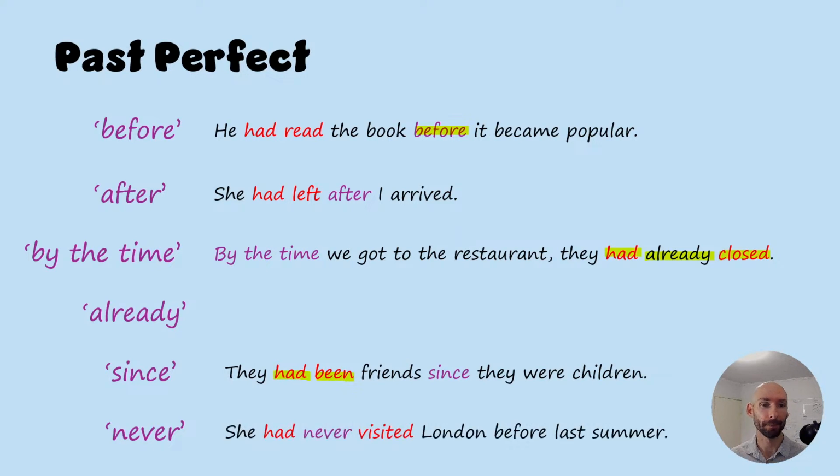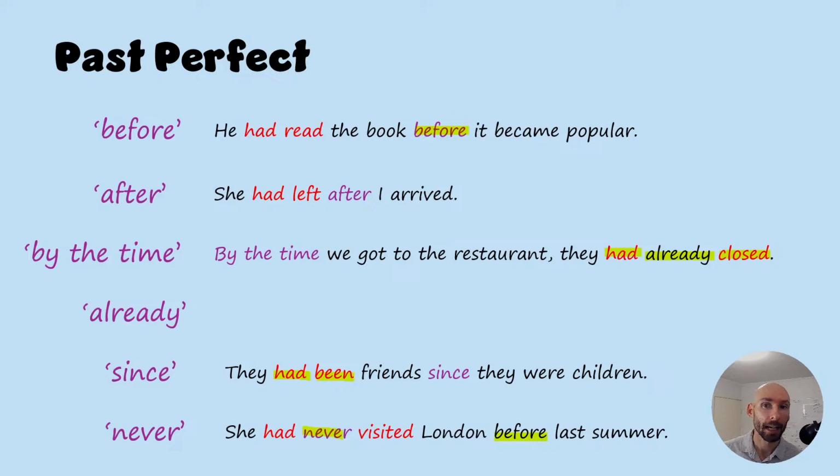And never. She had never visited London before last summer. And in this sentence, as well as never, we've also got before. So it's a very good idea to take note of these words. At the end of the lesson, when we start writing some of our own sentences, perhaps we can use some of these.